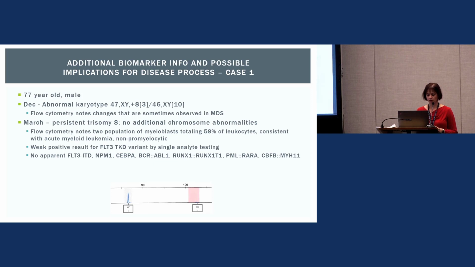generally considered a good prognostic factor. Flow cytometry noted changes that are sometimes observed in MDS. Later on, a few months later, we did testing again, and the trisomy 8 was persistent, and there's no additional chromosome abnormalities. But there was this very, very weak positive FLT3 variant when we were doing single analyte testing, and that's shown right here.